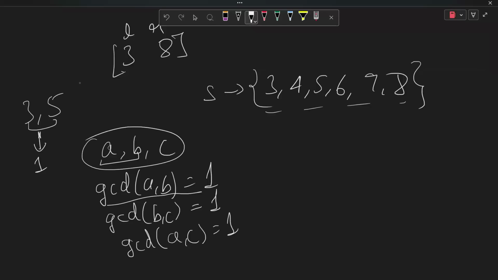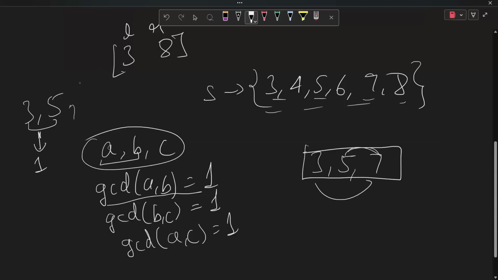So maybe you can pick 3, 5, and 7, let's suppose. You pick any 2 integers, their GCD would be 1. So you can pick these 3 integers and perform your operation. Once you pick 3, 5, and 7 and perform the operation, these 3 would be removed from the set. You would be left with 4, 6, and 8.